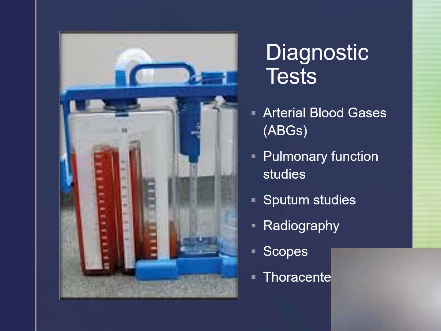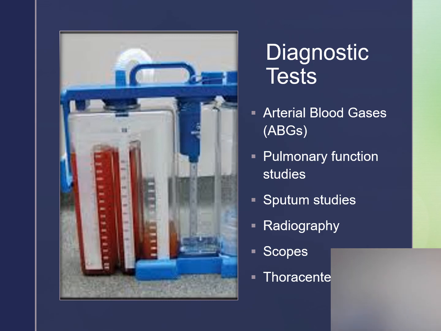There's several different diagnostic tests that can be done to help determine the adequacy of the respiratory system. This will include the arterial blood gases, or ABGs. This determines the blood's pH, the oxygen carrying capacity, levels of oxygen in the blood, levels of carbon dioxide in the blood, and levels of bicarbonate in the blood. Pulmonary function studies are going to measure the functional ability of the lungs, and these can be accomplished with something as simple as a spirometer.